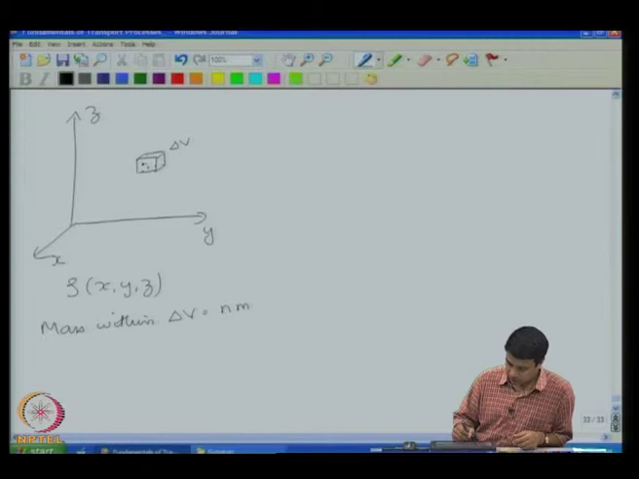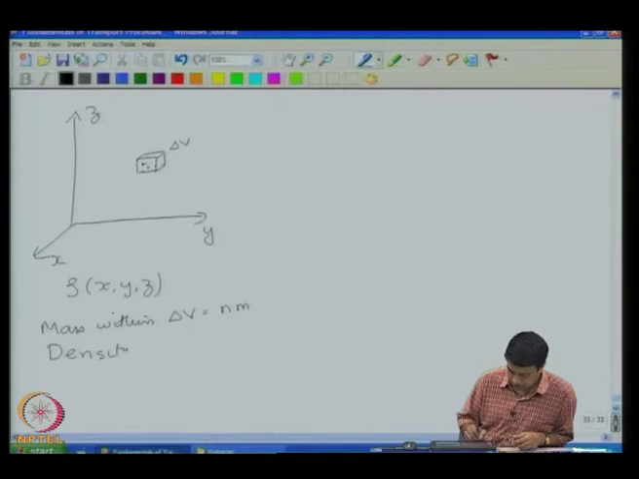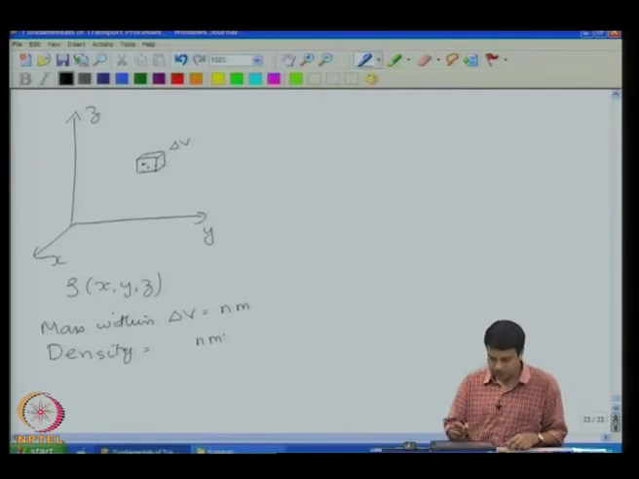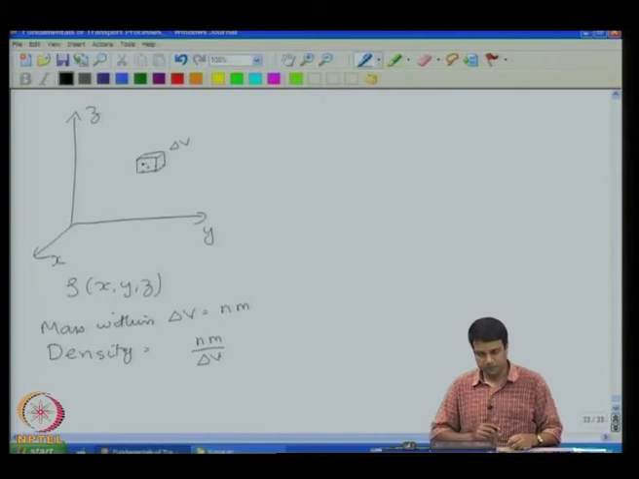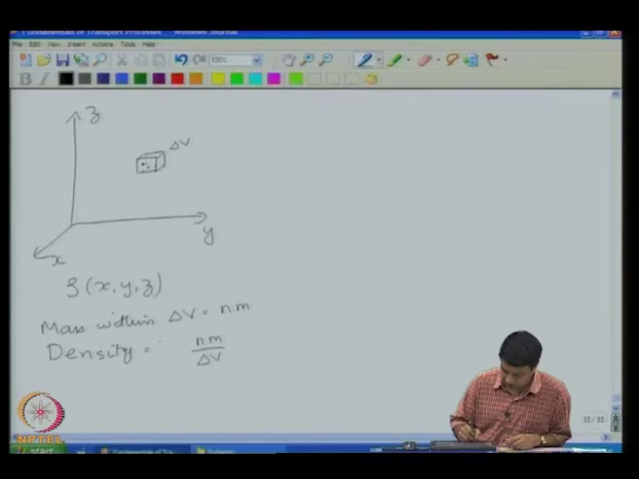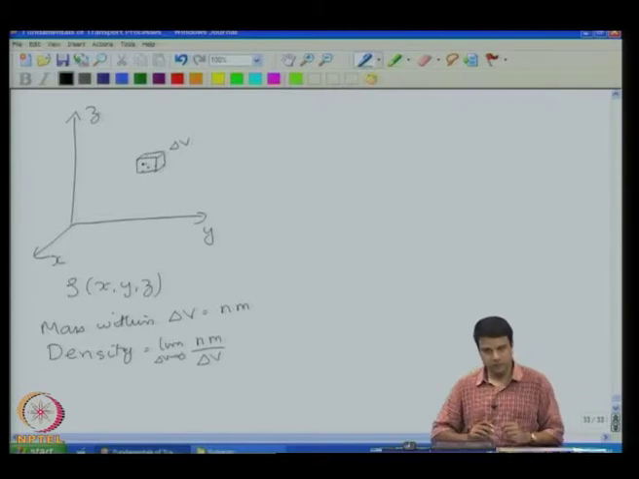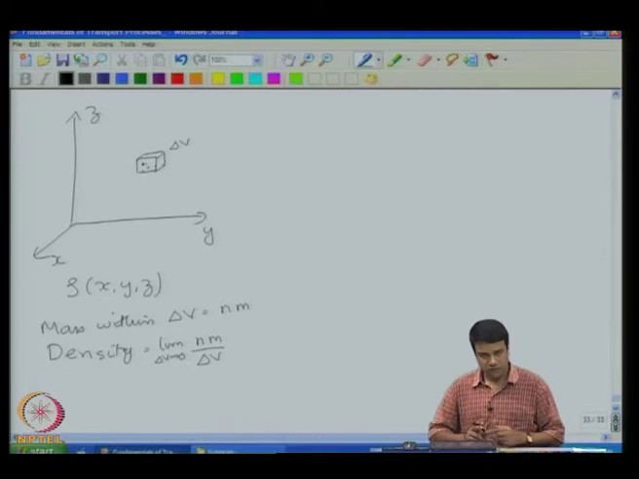where n is the number of molecules and m is the mass of one molecule. So, the density is defined as the number of molecules times the mass of a molecule, the total mass within this volume, divided by the volume delta V itself. This is for a small volume. So, this is in the limit as delta V equals 0. So, formally this is the definition locally of the density.